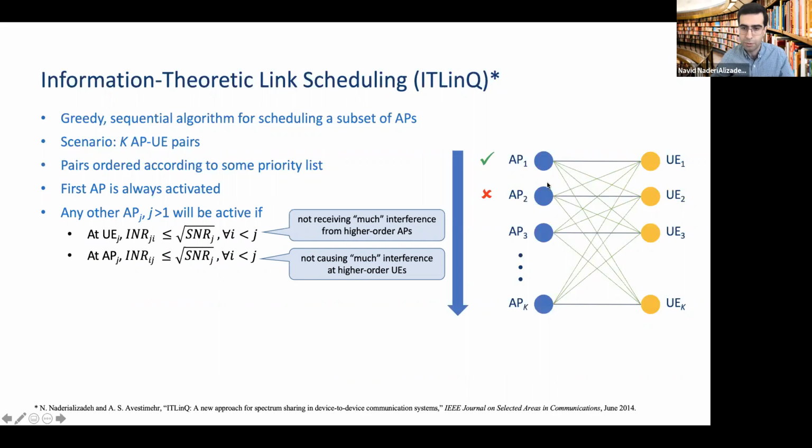So let's say we check access point 2, we decide it's not safe to schedule that. We go to the next one, we decide to schedule that, and then we complete the list, going through the whole list of access points.